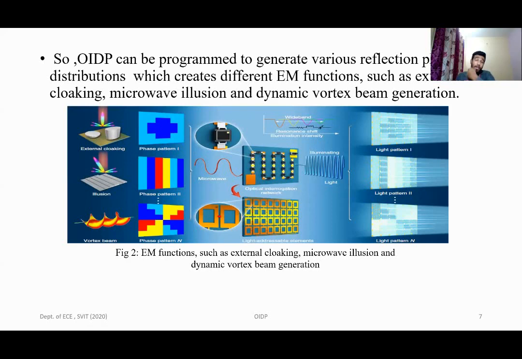OIDP can be programmed to generate various reflection phase distributions, which create different EM functions such as external cloaking, microwave illusion, and dynamic vortex beam. These are the EM functions, and this is how the light is fed to the optically interrogated digital platform, that is OIDP.